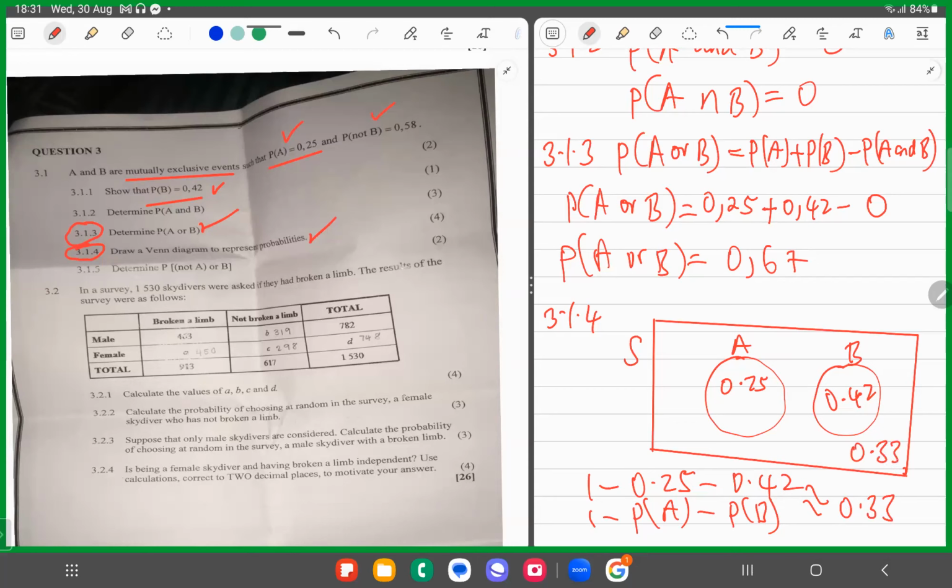So in other words, to draw a Venn diagram to represent the probabilities, this is what you get. There are 4 marks: 1 mark is for the probability of A, 1 mark is for the probability of B, 1 mark is for the complement of those, and obviously 1 mark for the setup there, showing your sample space.